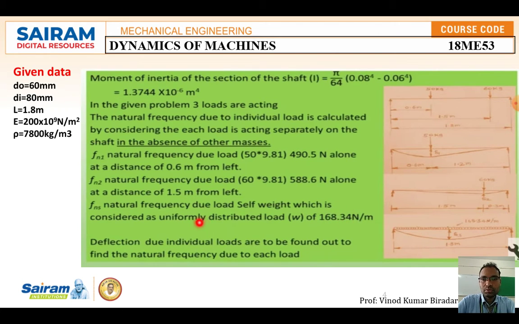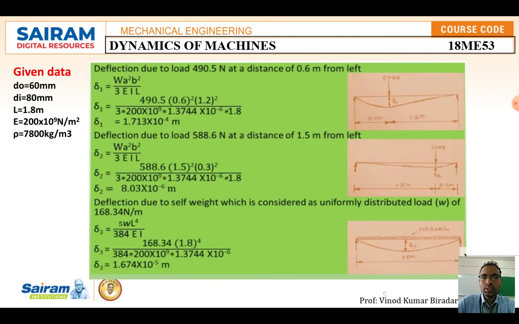Okay, so the deflection due to the individual loads has to be found before calculating the natural frequency. I have already given the list of formulae for the simply supported beam and cantilever beam, and for the uniformly distributed load. So the deflection due to the load of 490.5 Newton, that is the first diagram, 50 kg, at a distance of 0.56 from the left hand side.